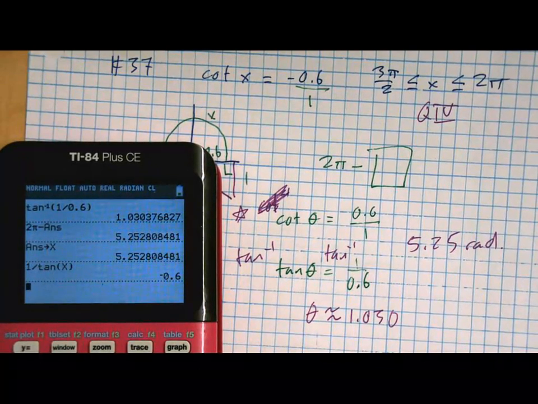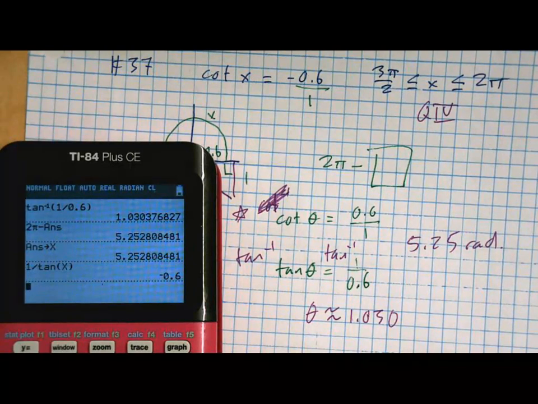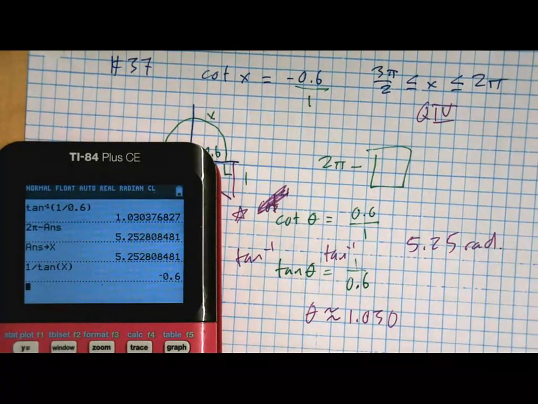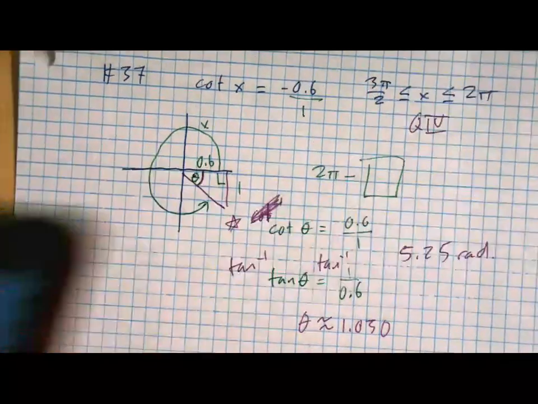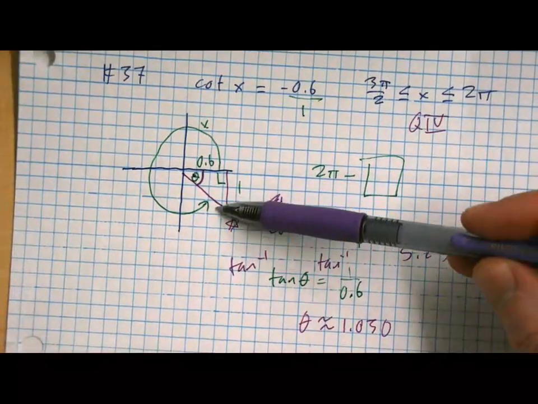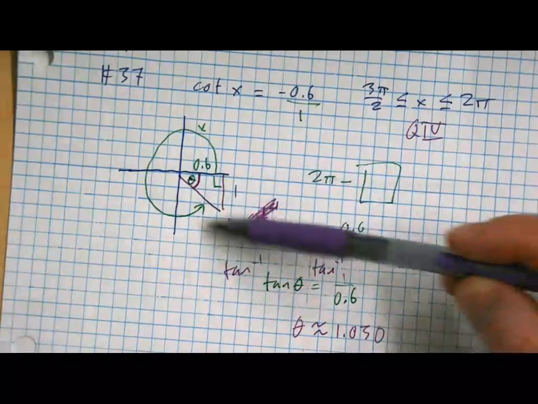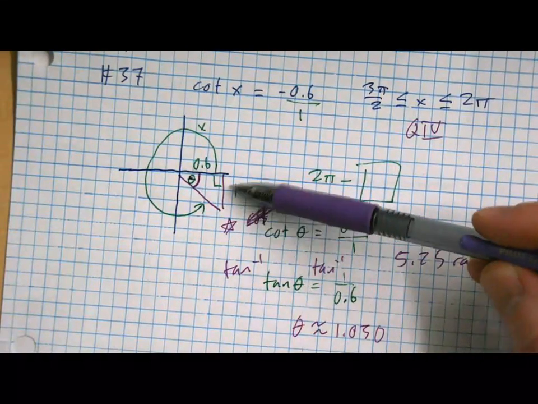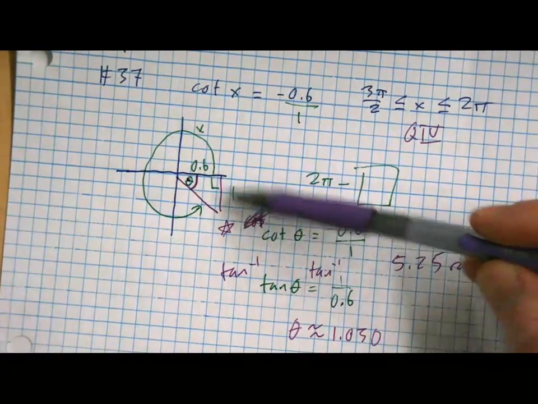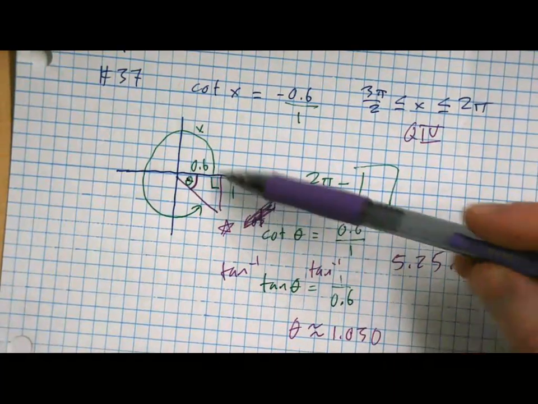Yes? So when we did the cotangent of theta equals the positive 0.6 over 1, is it just always changing sign for that? Well, we're dealing with just this right triangle here. And this right triangle has, we don't think about negative side lengths. Okay, so these are always just positives.